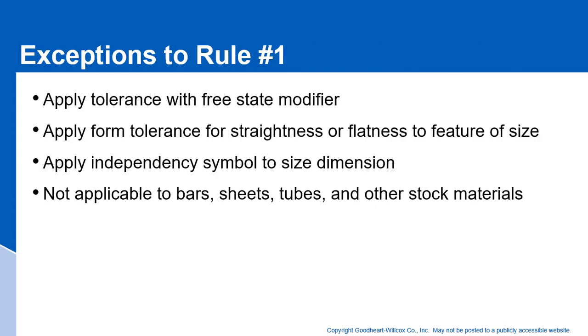Let's talk about some exceptions to Rule 1. You can apply the tolerance with a free state modifier. That's one way to do it. Perfect form is not required at MMC is kind of what that says. It applies to gaskets and stuff like that. Apply form tolerances for straightness or flatness to features of size. That's another way that you would take an exception to Rule 1. And apply an independency symbol to a size dimension. We'll discuss what that means later. And then really this exception to Rule 1 is not applicable to bars and sheets and other stock materials.